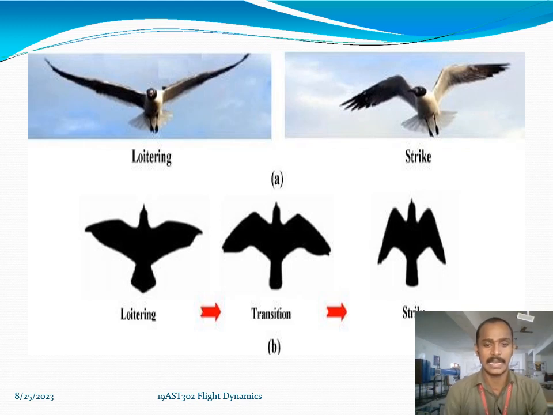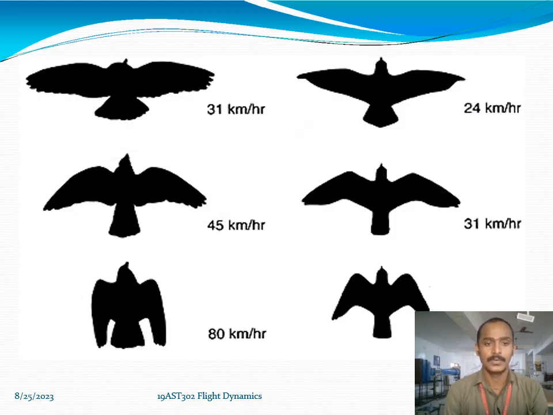Now we'll see another change of position in nature, during loiter, transition, or strike condition. The wings vary their position by adjusting the sweep angle. Once the wing platform is large, it flies at 31 km per hour. Once it starts the transition, it will fly at 45 kilometers per hour. Once it shrinks, it will fly at 80 kilometers per hour. This clearly explains that once the wing position and sweep angle change, the speed of the bird increases.